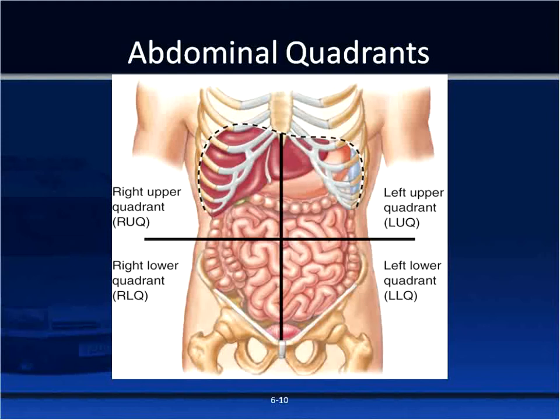The left upper quadrant contains the stomach, spleen, pancreas, and left kidney. The right lower quadrant contains the appendix, and the left lower quadrant, along with the other 3 quadrants, contains the intestines, both small and large. Also, in females, the right and left lower quadrant contain the ovaries and the fallopian tubes. The uterus is at the midline above the pelvis and just behind the bladder.